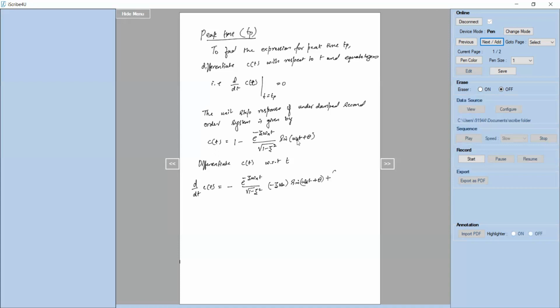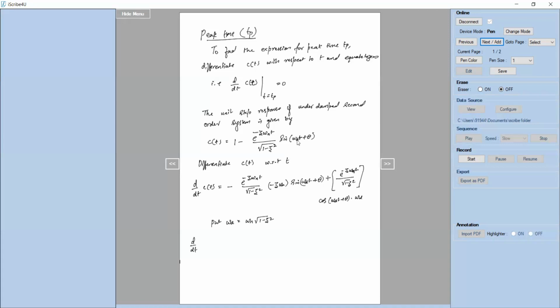Now I keep the first one as it is and differentiate the second term. What is the second term? It is sine of omega d t plus theta. If I differentiate that, I will get cos of omega d t plus theta, and differentiating omega d t gives omega d. Now put omega d as omega n square root of 1 minus zeta square.